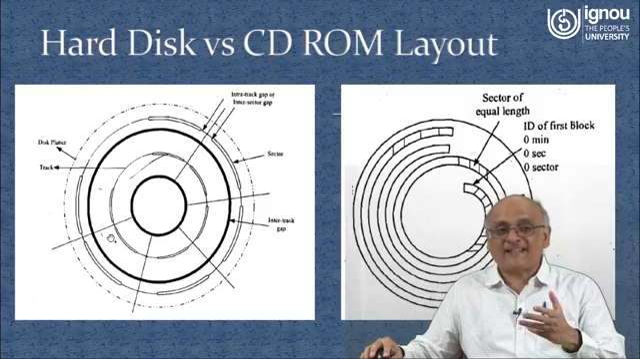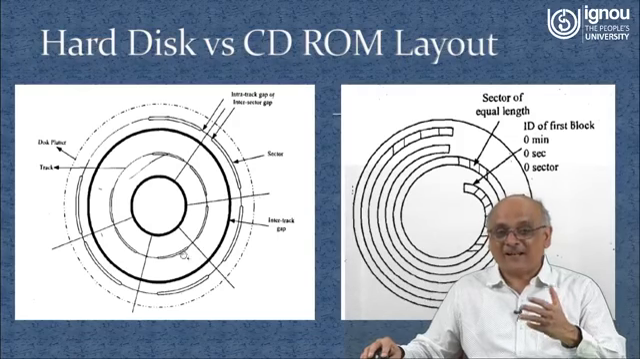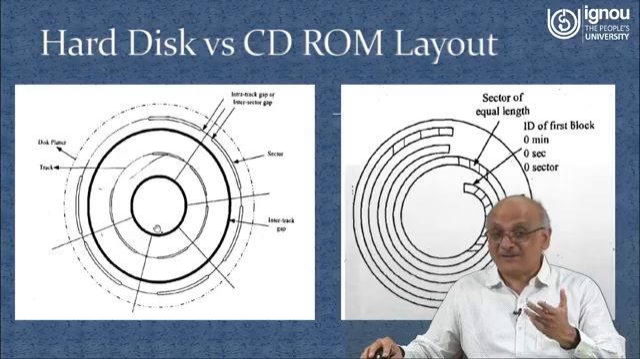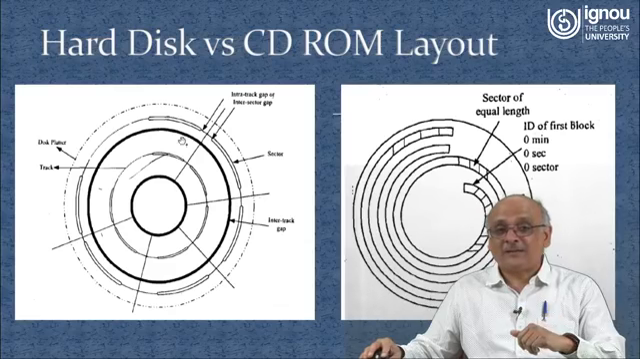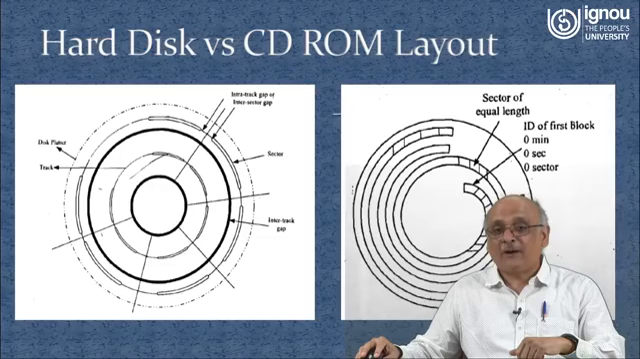Why? Because I want faster access, random access. In fact, it is not random access, it is direct access. And direct access is definitely faster, right? So that is why I use this kind of layout on the disk. However, in CD-ROMs, we use a different layout where the sectors are divided into equal length.